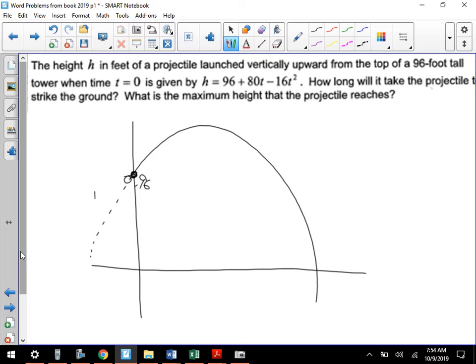Okay. Now, the question was, it's launched vertically upward at the top of a 96-foot tall tower at time equaling 0. Well, that's exactly what we have here. So it's launched. How long does it take to hit the ground? That's basically what you're looking for. When it hits the ground, this value here, your Y value, becomes what? 0. Very good. So in this case, we're trying to figure out the x-intercept so that Y is 0.